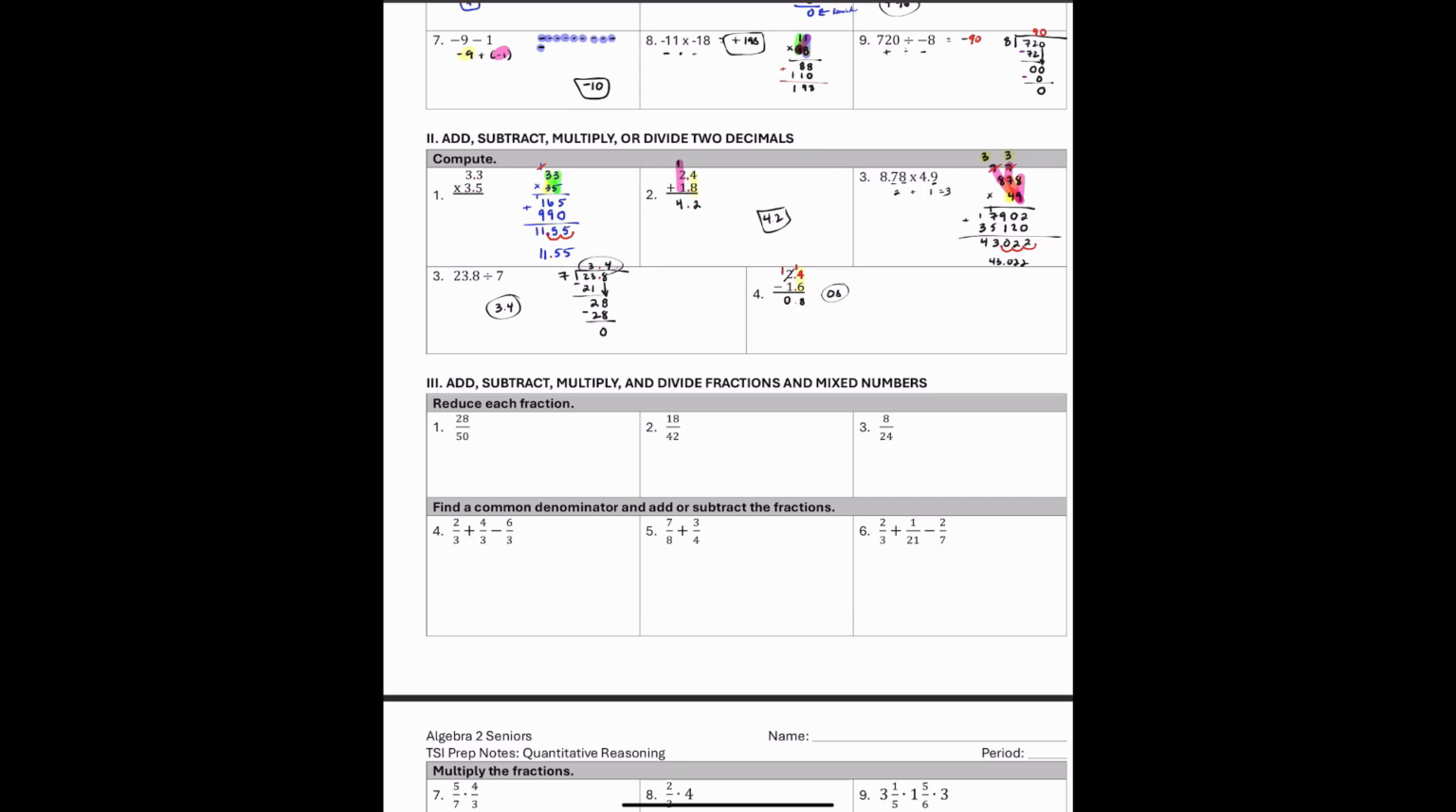Okay, so part 3, where we add, subtract, multiply, and divide fractions in mixed numbers. So for numbers 1 to 3, we're going to be reducing.